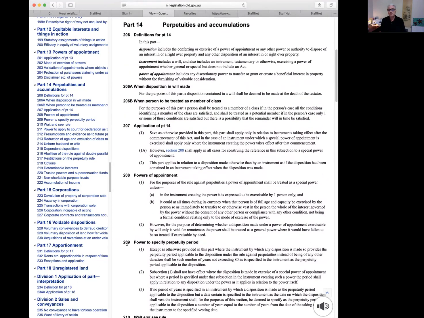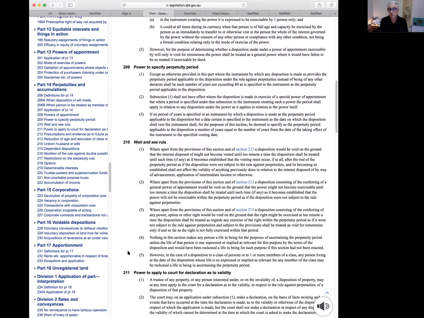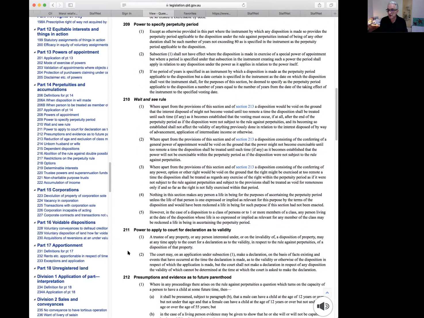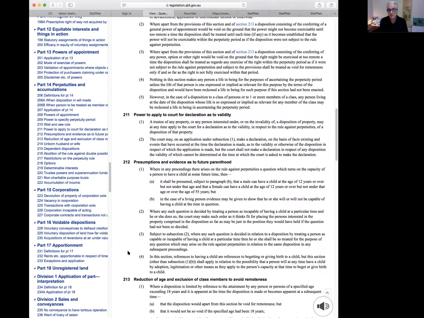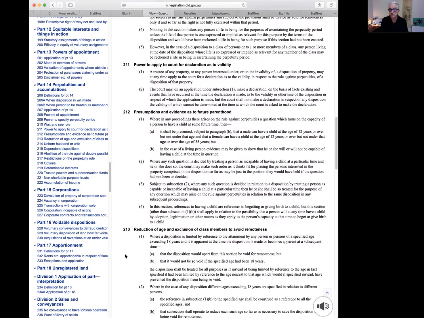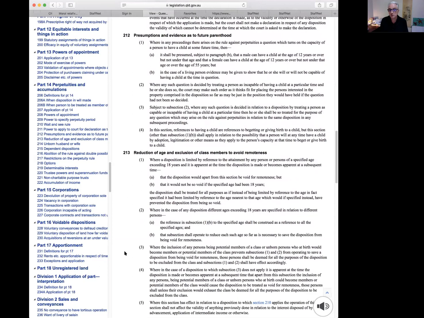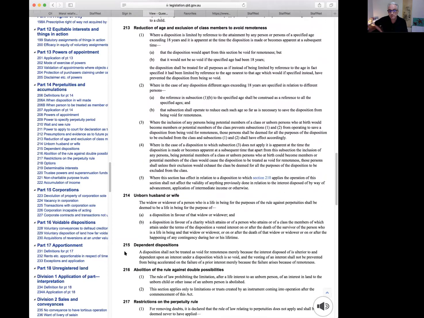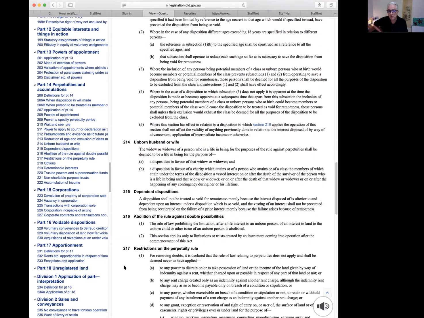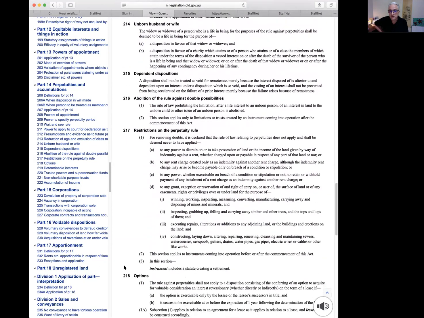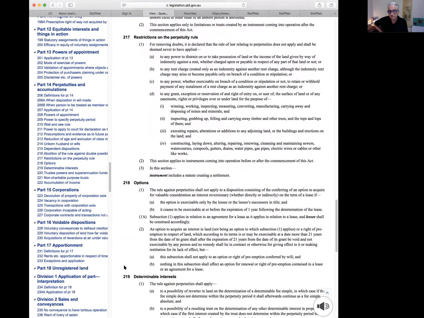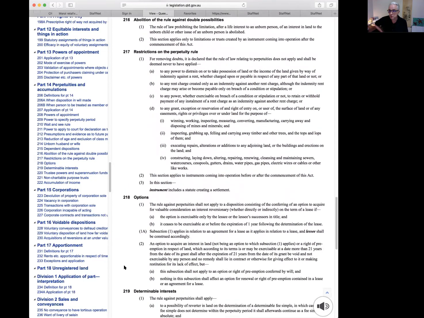We'll come back to 206A and B with regard to dispositions in a will, and also when a person is to be treated as a member of a class, and class closing rules. We'll touch on those before we finish. Section 210, the wait and see rule. This was partly to overcome the absurd scenarios that arose from the strict application of the common law. Section 212, presumptions and evidence as to future parenthood, and the reduction of age and exclusion of class members to avoid remoteness of vesting. Section 213. 214, the unborn husband or wife situation. And importantly, section 217 with regard to restrictions on the perpetuity rule. And options is also specifically dealt with under the current PLA. So I'm just going to stop screen sharing that, come back to the slides.